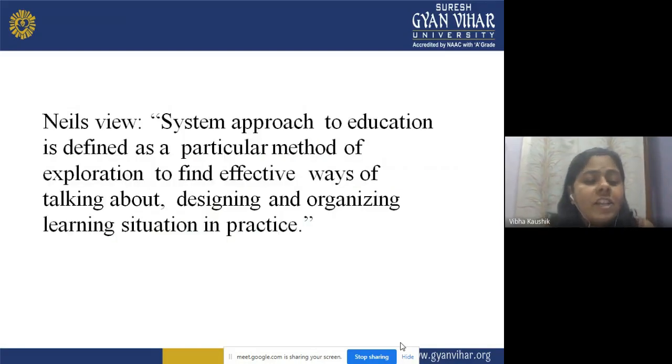Now, the definition given by Neil. System approach to education is defined as a particular method of exploration. Now, what is exploration? Exploration means to identify, to examine, to find effective ways of thinking about, designing, and organizing learning situations in practice. Means how can we design, how can we organize different learning situations in practice when we are going to teach in the classroom.